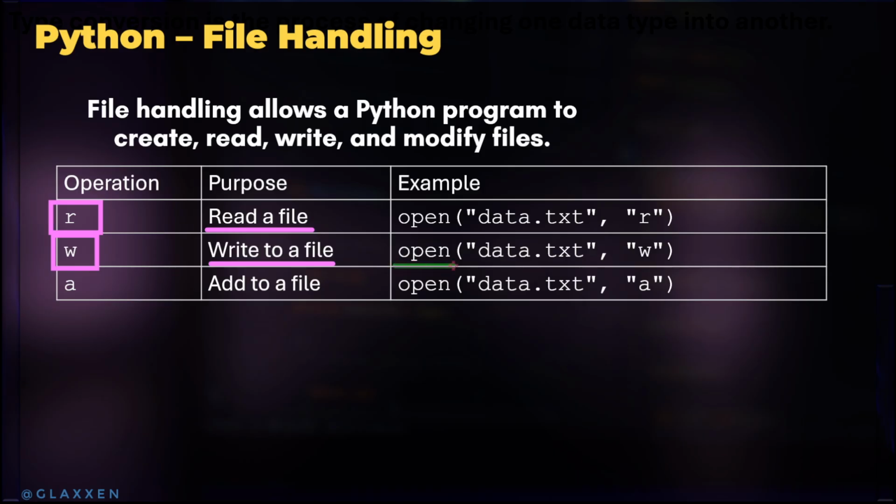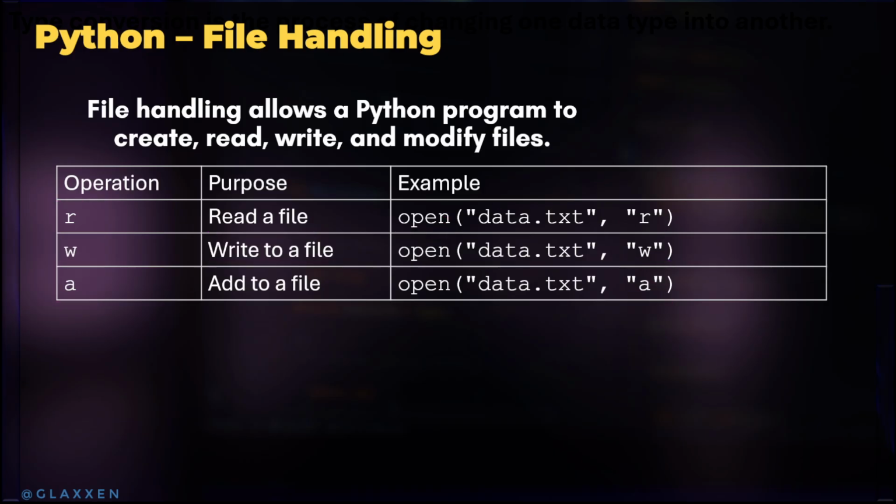No matter which operation you want to use, whether R, W, or A, you need to use the open function, then pass in the file you want to read or update or write into. Then you can use the operation, whether you want to read this file, write into the file, or add to the file.